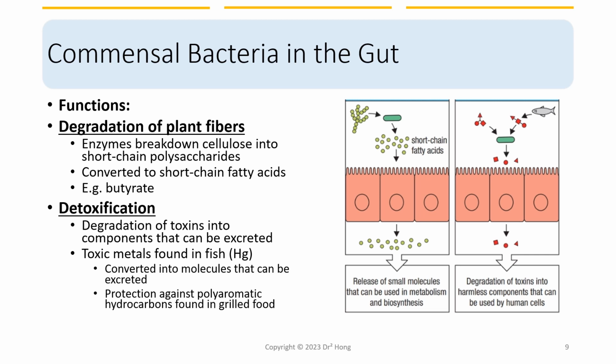Another very important function of commensal bacteria is their ability to degrade plant fibers into short-chain fatty acids, such as butyrate. Studies have shown butyrate plays an important role in many aspects of health, such as weight management and blood sugar levels. These bacteria can also help degrade toxins found in food, such as mercury in fish and hydrocarbons found in grilled food, into harmless molecules that can be either excreted or used in other physiological functions.